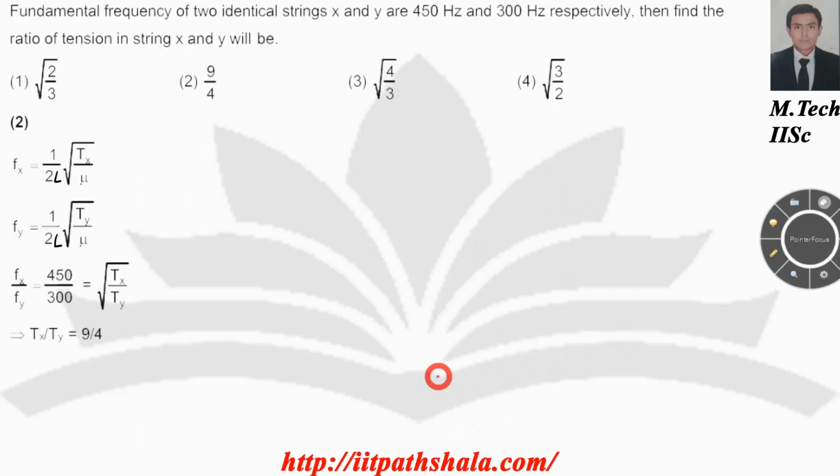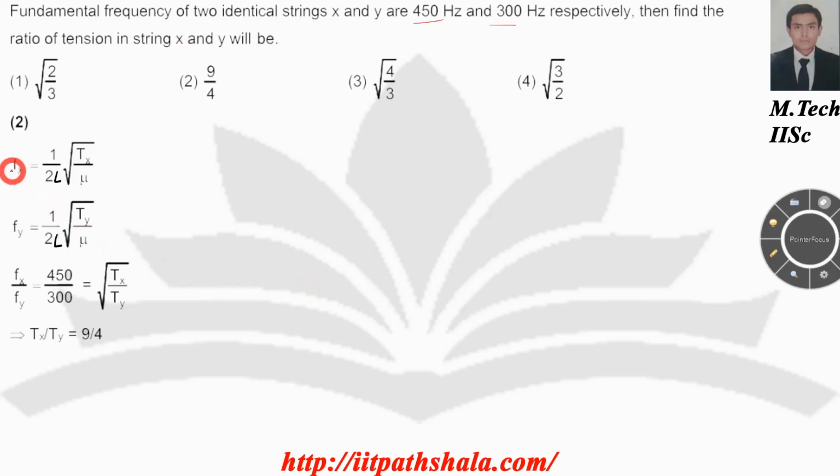Now let us move to the next question. Fundamental frequencies of two identical strings X and Y are given to be something like this. Then you have to find the ratio of the tension inside the strings. Okay, so a pretty straight question given over here.